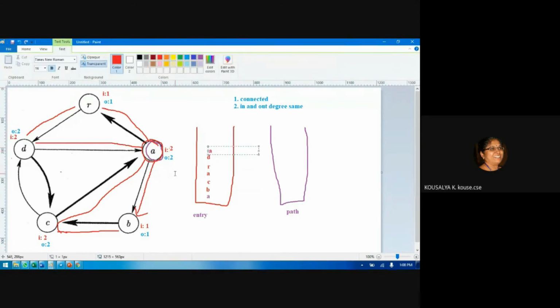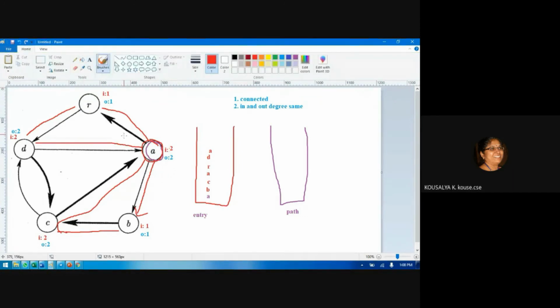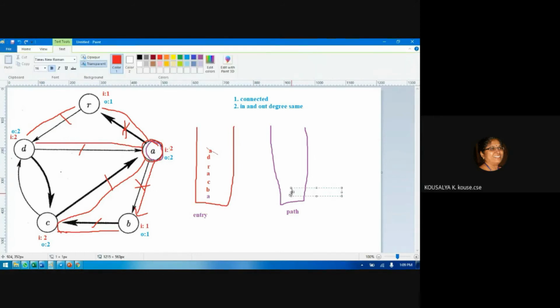So I have to put A here. That means up to this, these nodes are visited. From A, I will check any outgoing edges. Only two outgoing edges are there, and both are already visited. So I want to pop this, that is, I have to remove it from this and add it to the path.